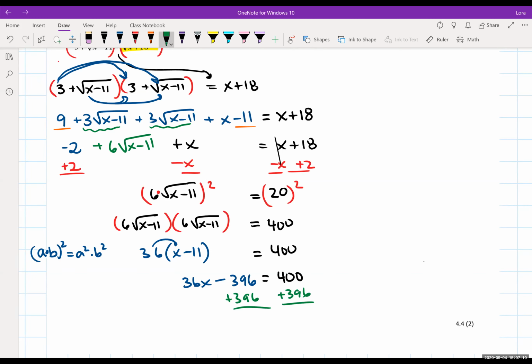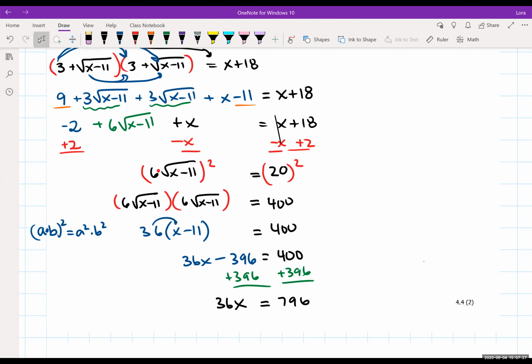So 396 plus 400 is 796. Having a little fun here, I suppose. 796. And I still have 36x. So if I'm going to solve for x, I would divide both sides by 36. And I should get x equals.